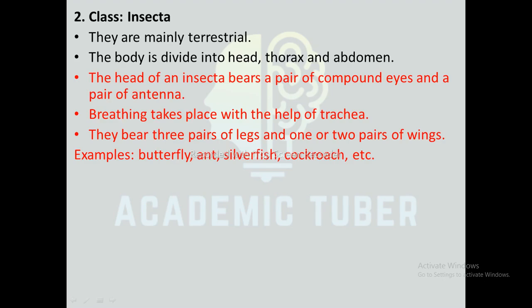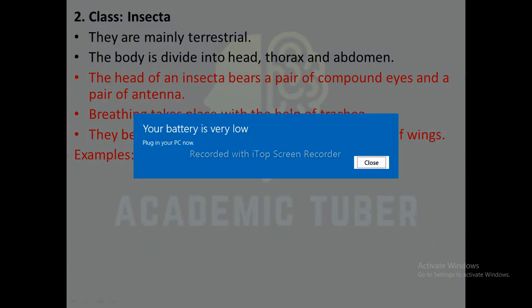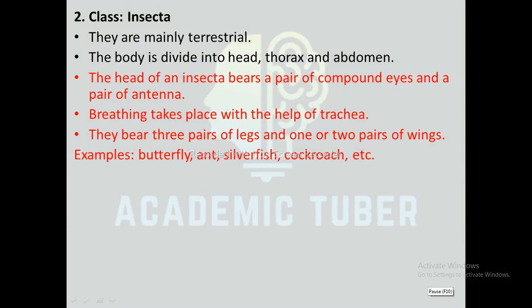Next one is Insecta. They are mainly terrestrial, and the body is divided into head, thorax, and abdomen. The head of Insecta bears a pair of compound eyes and a pair of antennae. Breathing takes place with the help of trachea. They bear 3 pairs of legs and 1 or 2 pairs of wings. Examples are butterfly, ant, silverfish, cockroach, etc.